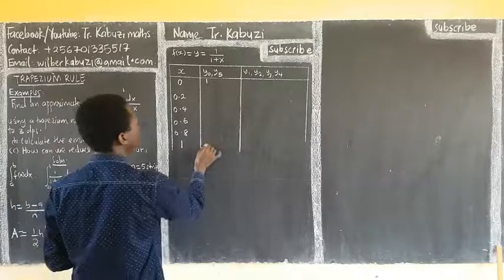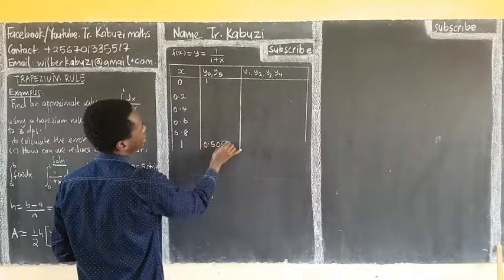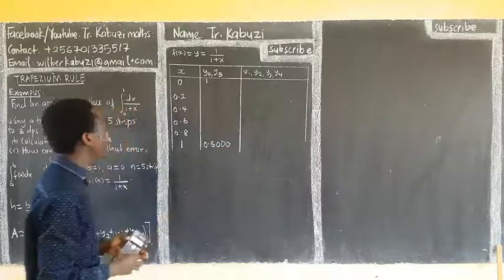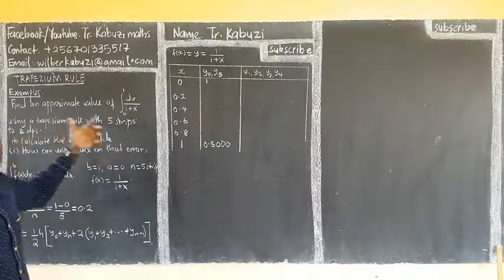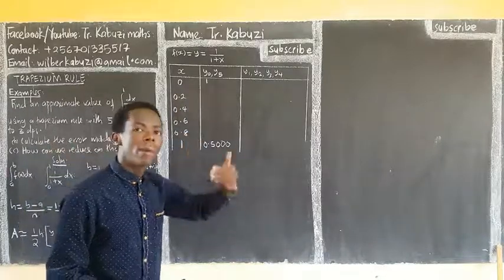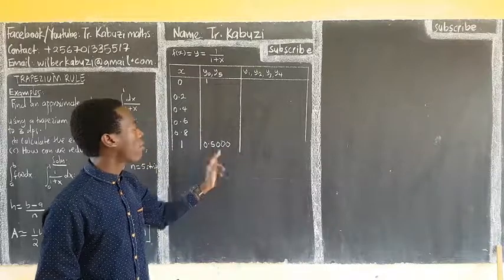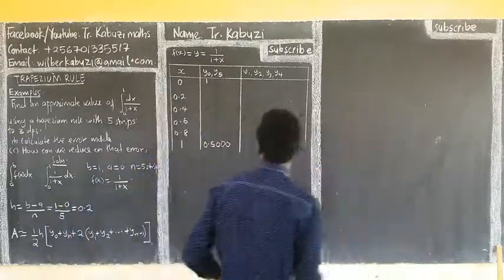Okay, this is 0 now. 0.5, 0, 0, 0. We give it to 4 decimal places. Why? Because our question said you give to 3. So if the question wants 3, for us in these tables we give to one more decimal place. That's why I'm giving to 4. So then we are going to come to these last values here.